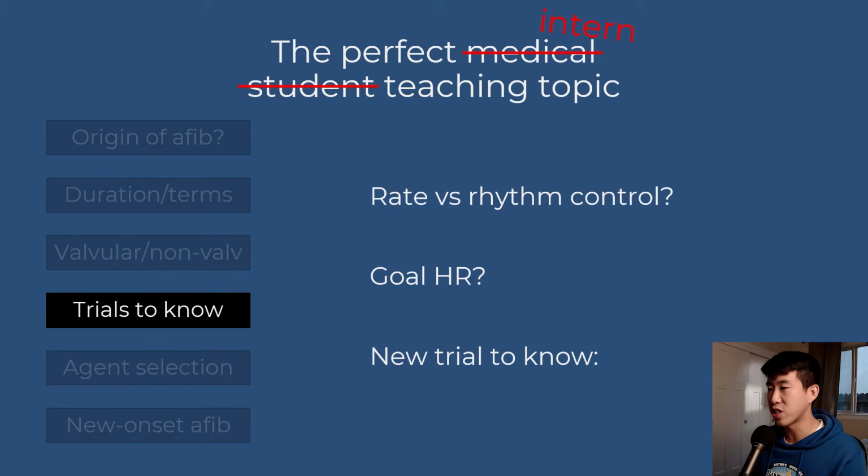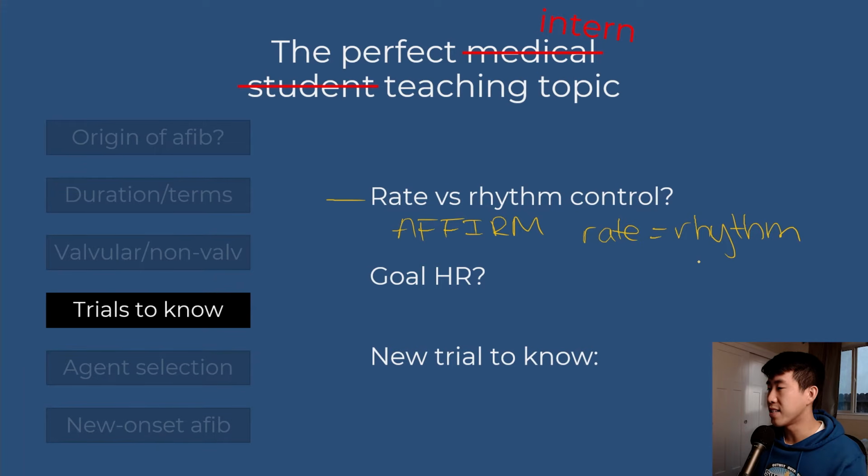Next, when I'm talking with interns, I like to go over some common trials and very important trials that they really should know about. So in terms of rate versus rhythm control, there's a very famous trial that you should know, and that's called the AFFIRM trial, and I believe it was done in 2000. And this basically showed us that rate control is non-inferior to rhythm control. So rate equals rhythm control.